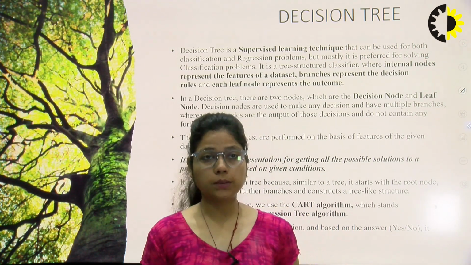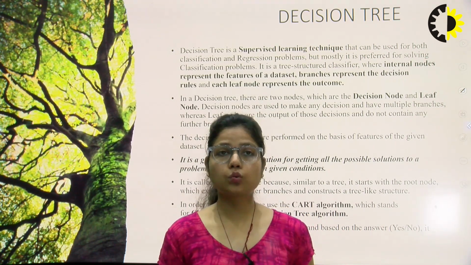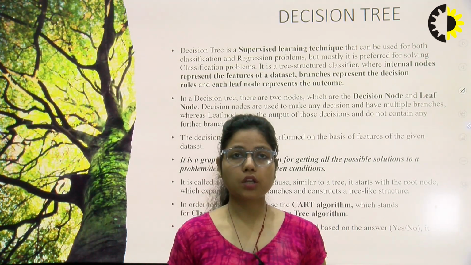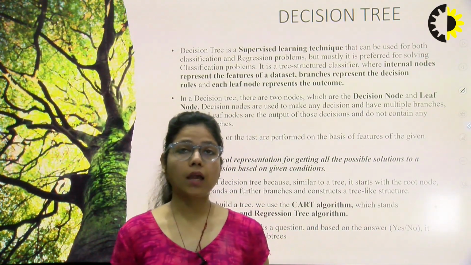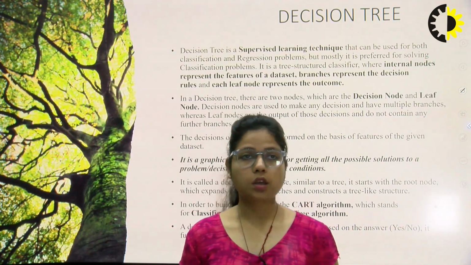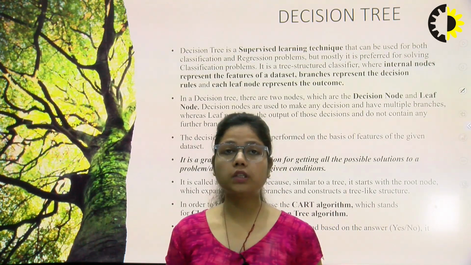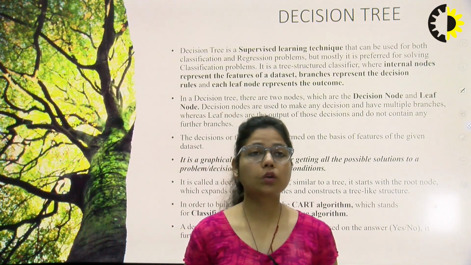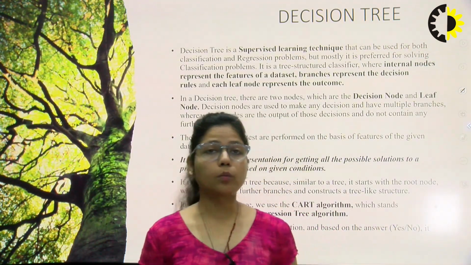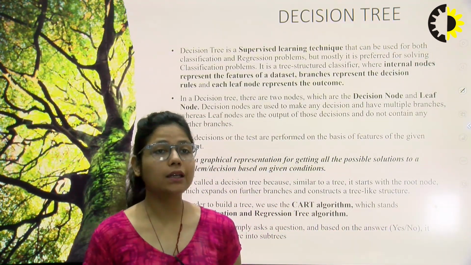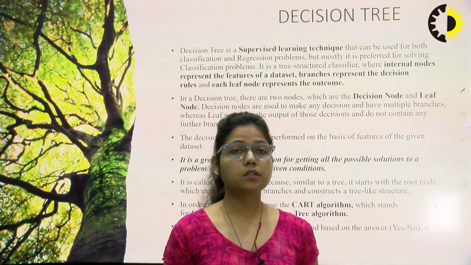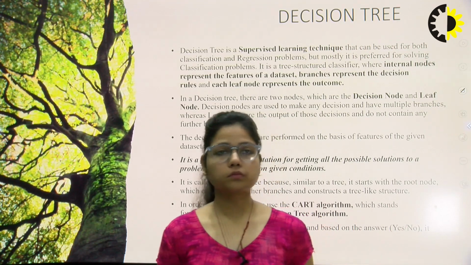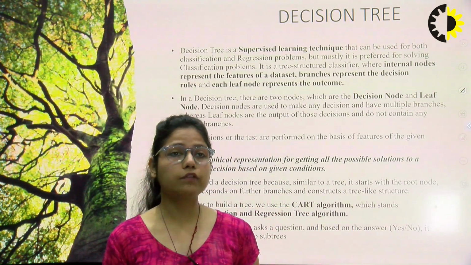In a decision tree, there are two kinds of nodes, which are the decision nodes and leaf nodes. Decision nodes are used to make any decision and have multiple branches, whereas leaf nodes are the output of these decisions and do not contain any further branches. The tests are performed on the basis of features of the given data set. It is a graphical representation for getting all the possible solutions to a problem based on given conditions.